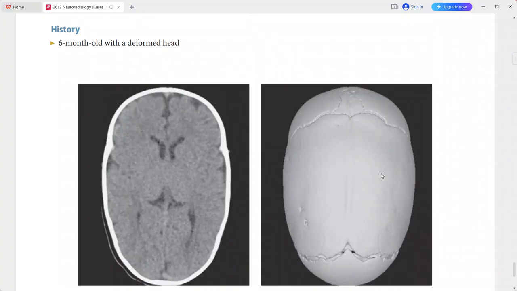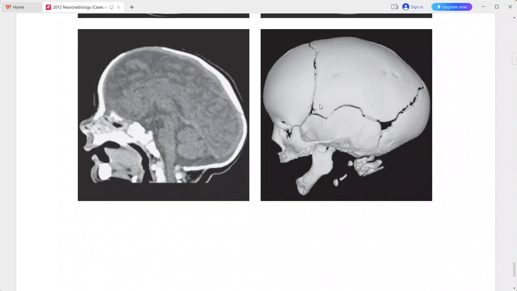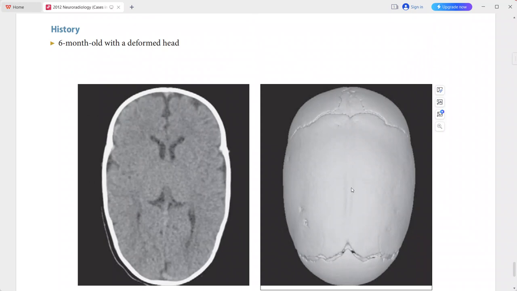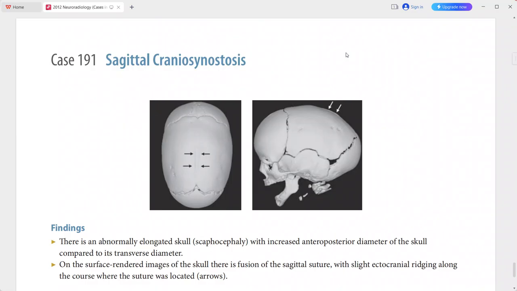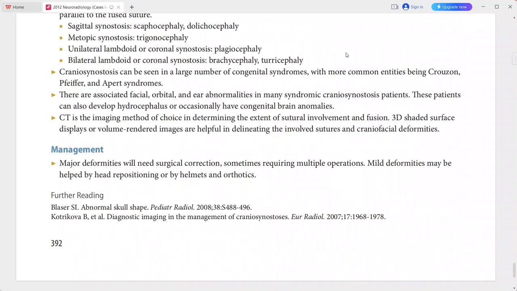On the surface rendered images of the skull, you can see there is fusion of the sagittal suture, with slight ectocranial ridging along the course where the suture was located. So this is a typical case of sagittal craniosynostosis. In the differentials, you can put plagiocephaly, positional or postural, and secondary craniosynostosis, arrest of brain growth.